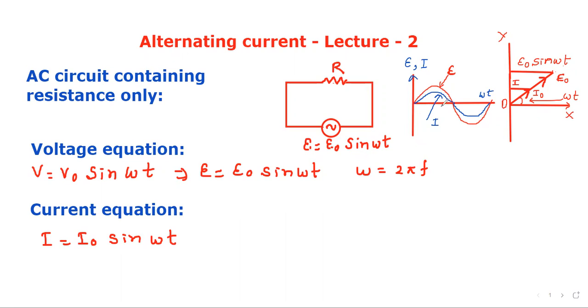Here, the graph is shown. This is E and this is I. The phasor diagram is also shown in terms of magnitude. I0 is up to here and E0 is up to here. This angle is omega t.